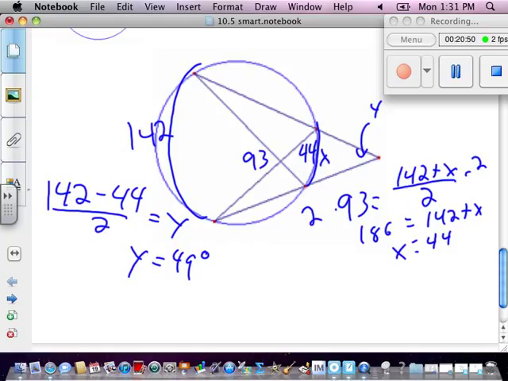Okay, so let's mention this real quick, just so you remember. If you're looking for an angle inside, you add the two arcs and divide by 2. If you're looking for an angle on the outside of the circle, you subtract the two arcs and divide by 2. Is that kind of an easy way to remember it? All right.